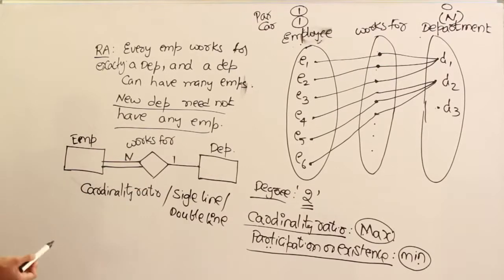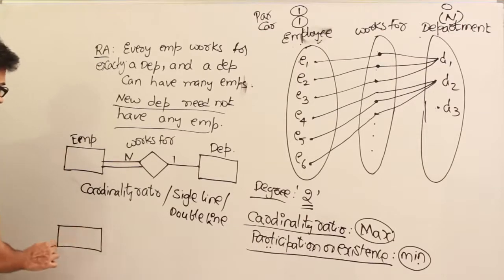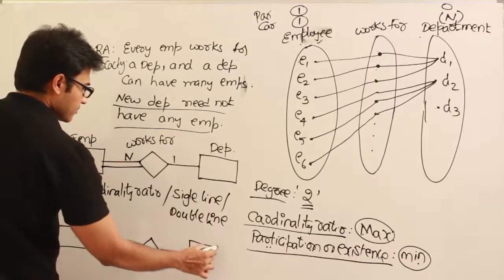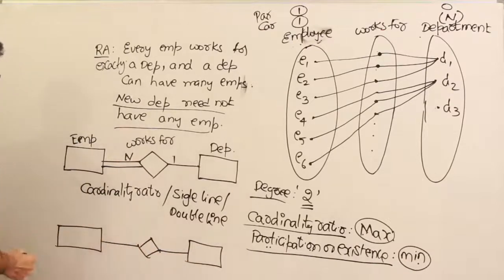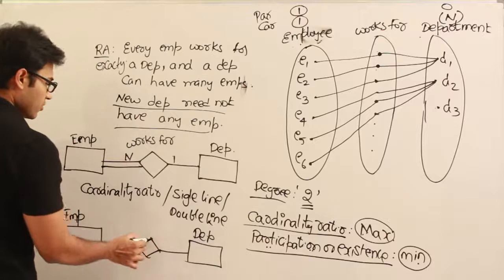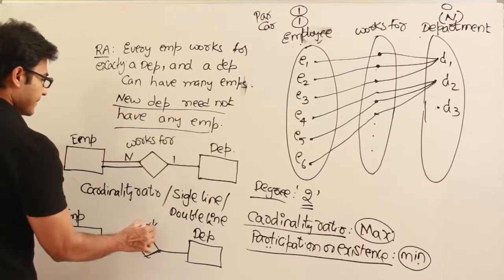And one more representation which is also popular is this one. Without using single line, double line, we use the minimum maximum representation. The same ER diagram can be represented in other way like this. So one side we are going to have employee, and other side we are going to have department entity, and we are going to have a relationship, right? And this relationship is works for.